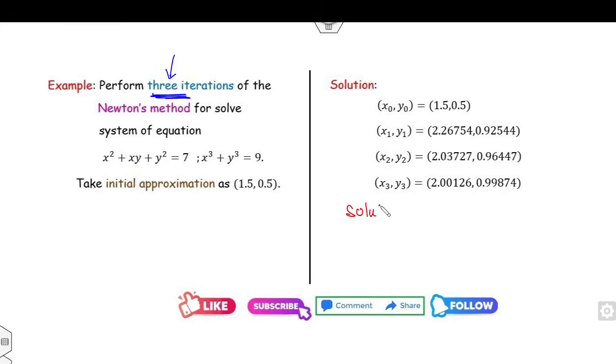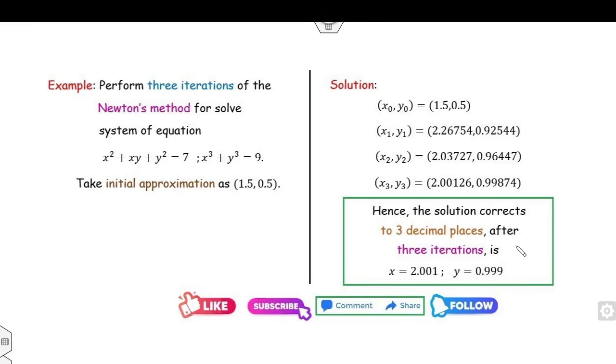So what is my solution after the 3 iterations? You can round off to 3 decimal places. The digit is 6, then this number is 3, and if you round off, it is 0.001. If you round off to 3 decimal places, now this number is 7, and 7 will be 9. So 0.999 is the required answer of this problem.